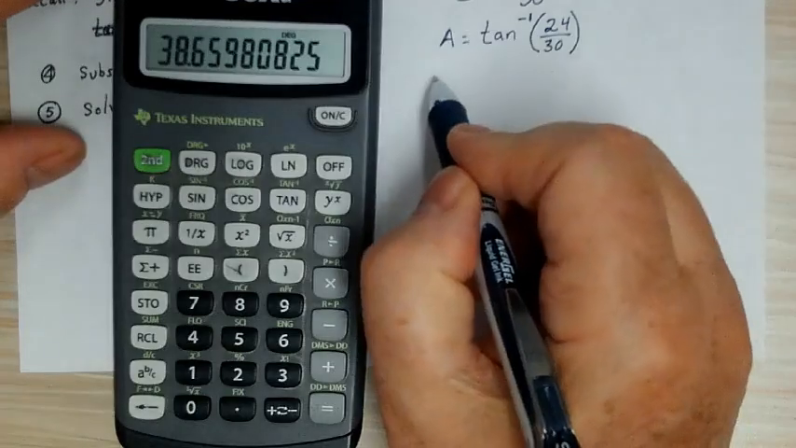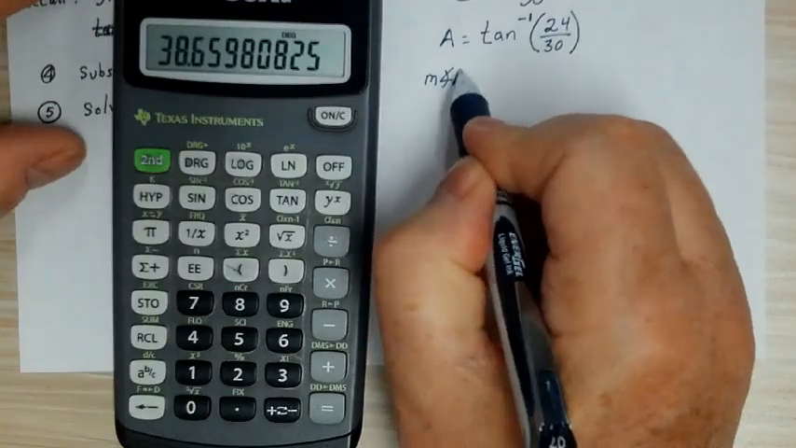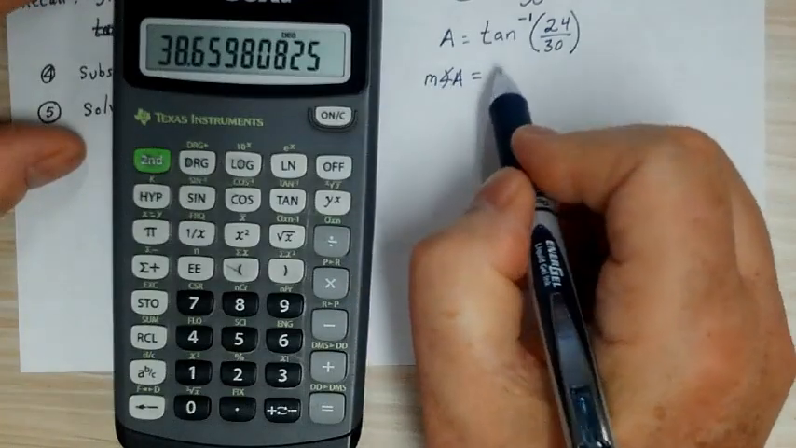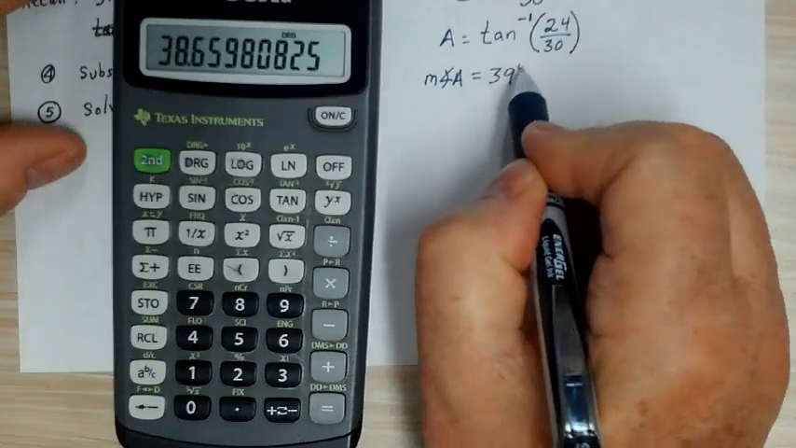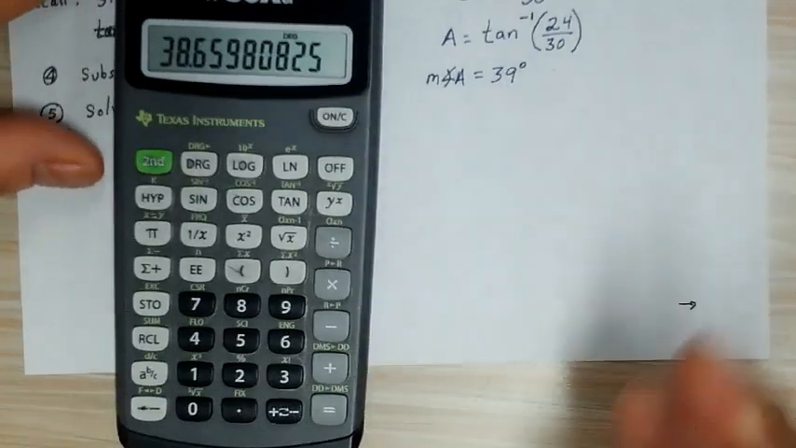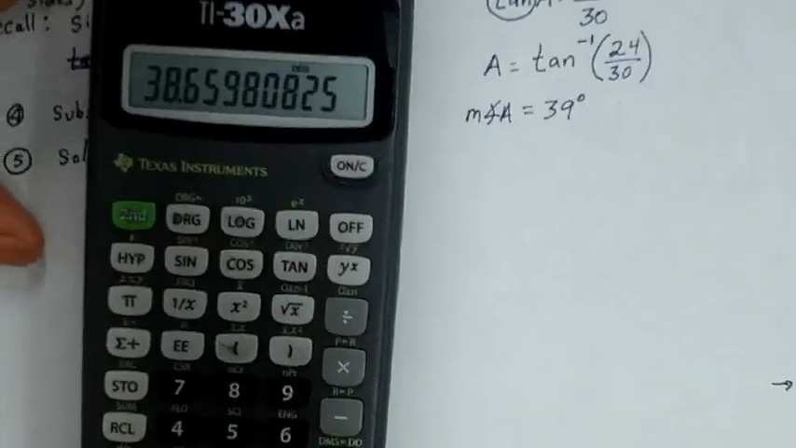and that gives me the measure of angle A, which is going to be 39 degrees. I just rounded to the nearest whole number, the nearest degree.